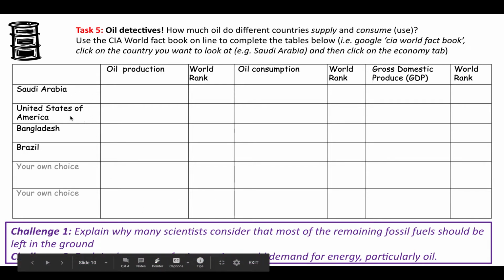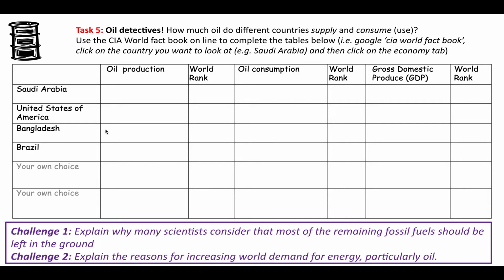We've got Saudi Arabia and the United States of America. Then I've got some curveballs in there, Bangladesh and Brazil. And then I want you to choose, please, your own 2 countries that you are interested in finding out about, how much oil they produce and how much oil they consume. It might be that you choose the UK. It might be that you choose any other country that you want to find out about.